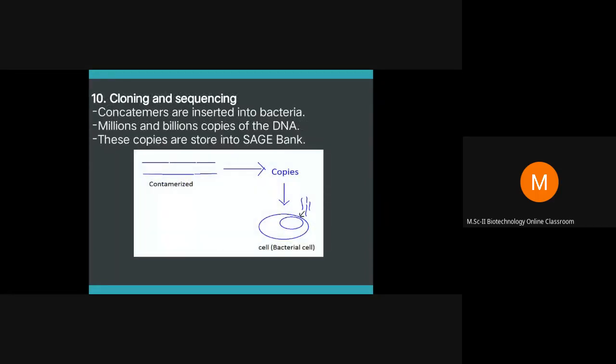Tenth step: cloning and sequencing. A lot of copies are required, so the contigs are inserted into bacteria, which act like living copy machines to create millions and billions of copies of the DNA. These copies, when they are produced, are sequenced and stored in the SAGE database bank.